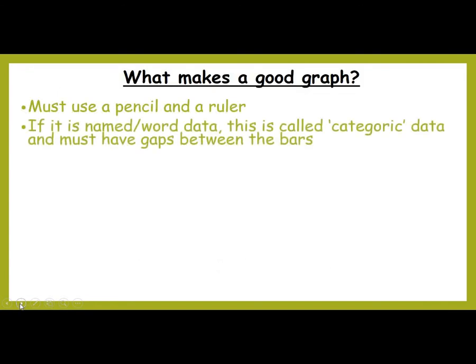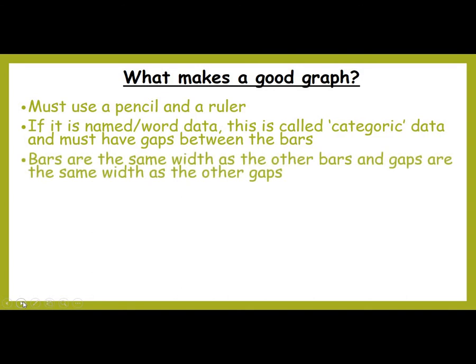If it's named or word data, that's called categoric. So if it's how many cats, dogs, rabbits and parrots each of us owns and we did a survey, that's named data. And that means that you have to draw bars. It's called categoric data. The bars should be the same width as the other bars. And these bars shouldn't be touching either. They should have gaps between them, between the categories, and all the gaps should be the same width as the other gaps.